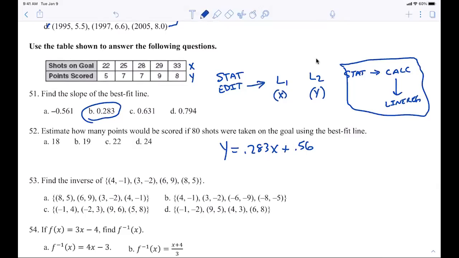Now, 52, you have to use this equation for 80 shots. So if I take 80 shots, I'm going to put 80 in for X. Everybody type in 0.283 times 80 plus 0.56. And what is that approximately?